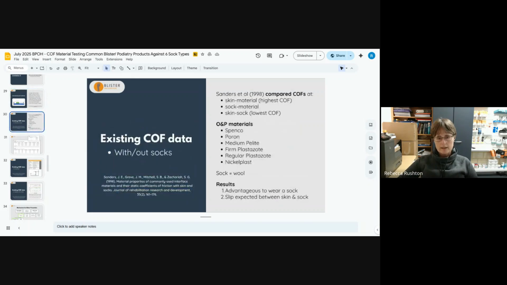Existing coefficient of friction data, if you wanted to go back and have a look at anything: we've got the study by Sanders and colleagues from 1998. They are in the orthotic and prosthetic space, so they use some materials like Spenco and Poron and some other materials that I'm not quite so familiar with, because they're looking at more amputation sites and prosthetic limbs. They looked also at the skin coefficient of friction. So they were using the anterior tibia, which is quite interesting. They used a wool sock.